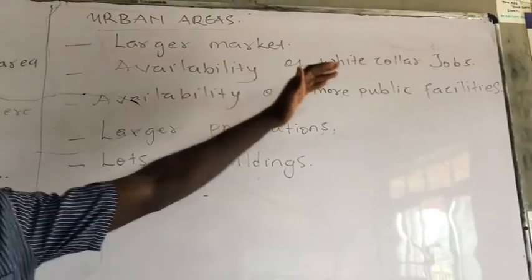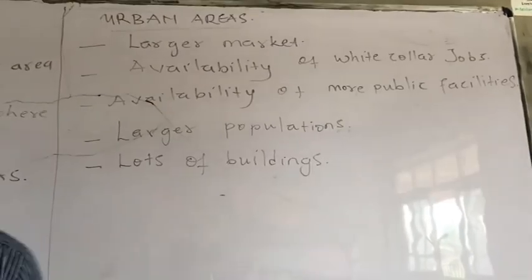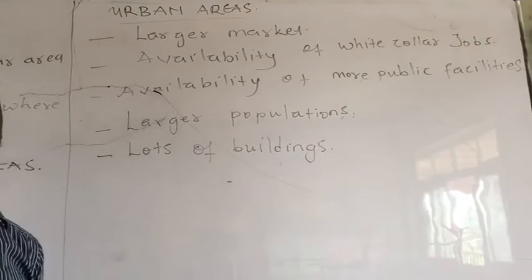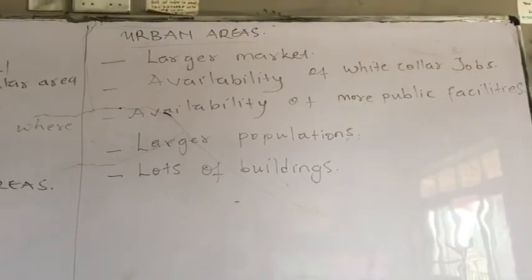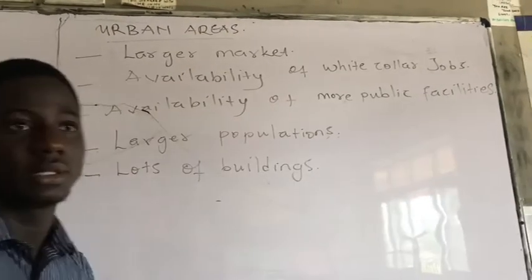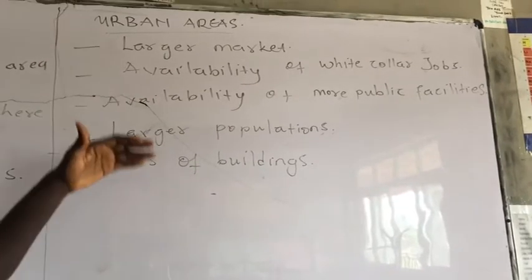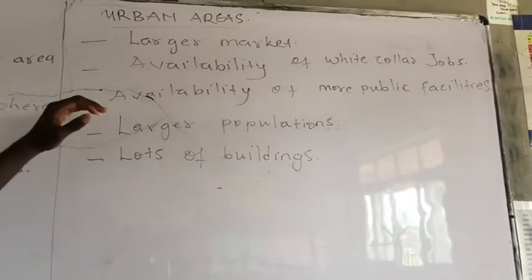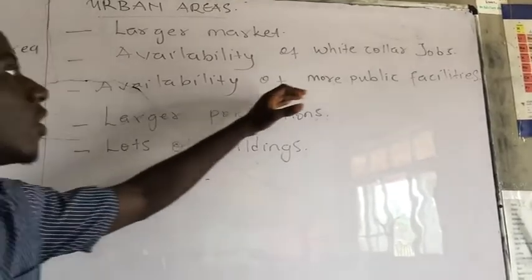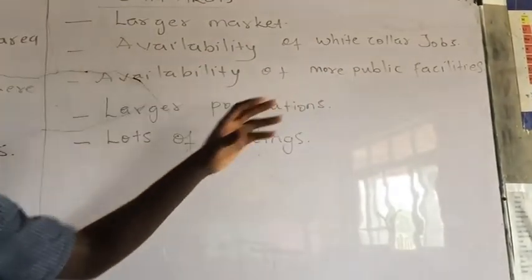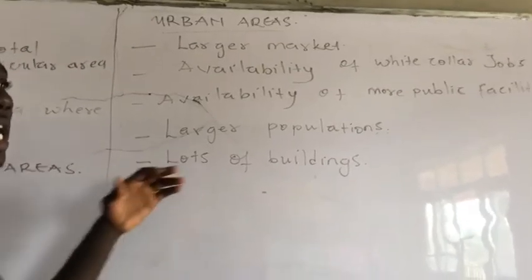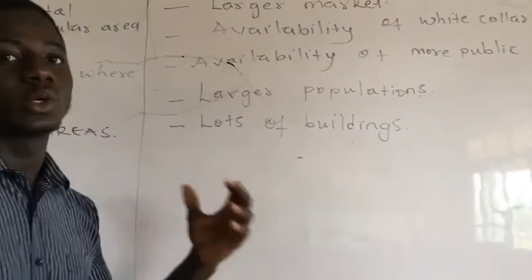And then number 2, availability of white collar jobs, as compared to the rural areas where crop farming, hunting, and all those things are their means of getting money. White collar jobs are also a way urban areas get money. Number 3, availability of more public facilities. As compared to the rural areas where there are few public facilities, in the urban areas they are bigger and more.